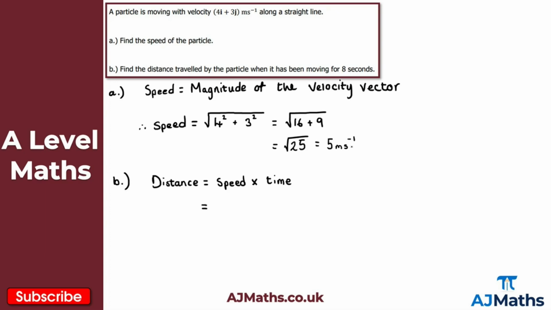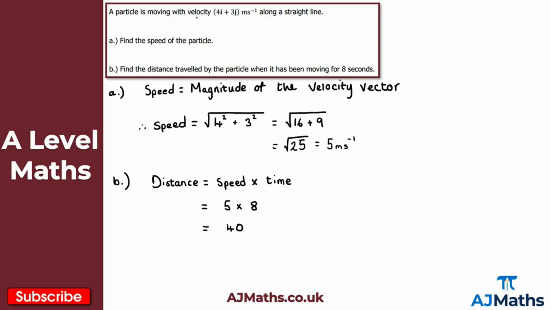So the speed of the particle, we worked that out in part A, so we don't obviously need to work that out again. We've already got it, so that would be 5. Then times that by the time that it's been traveling for. You're given that in the question here, part B, we're told it's been moving for 8 seconds, so I times it by 8. We get 5 times 8, nice and straightforward. That would give us 40. And again, don't forget your units here.